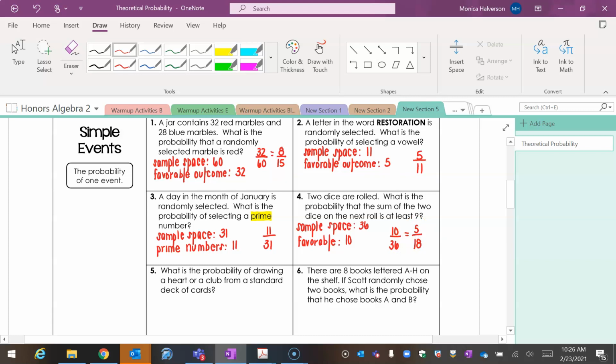All right, for number 5, what is the probability of drawing a heart or a club from a standard deck of cards? So a standard deck of cards has 52 total cards.